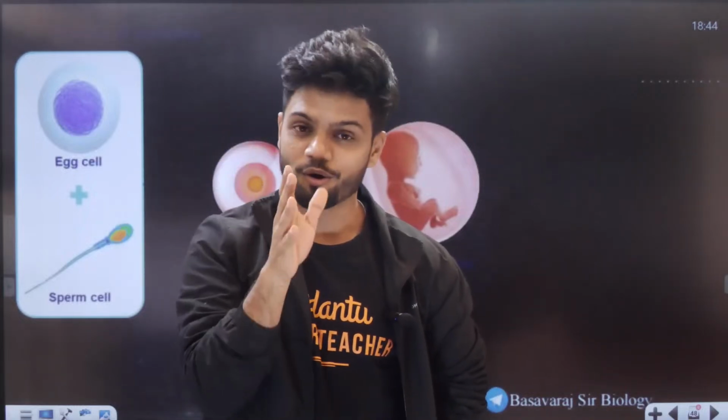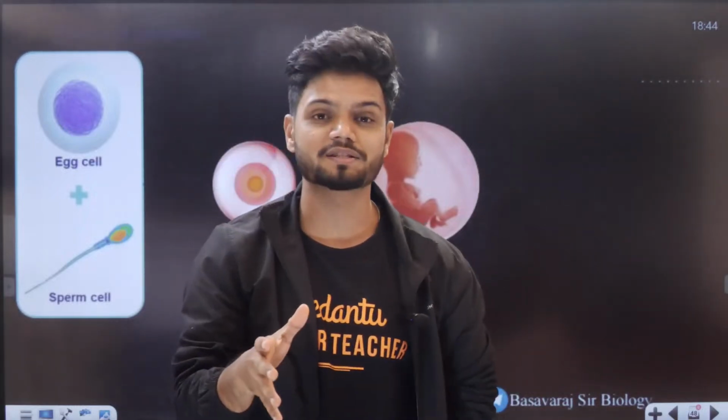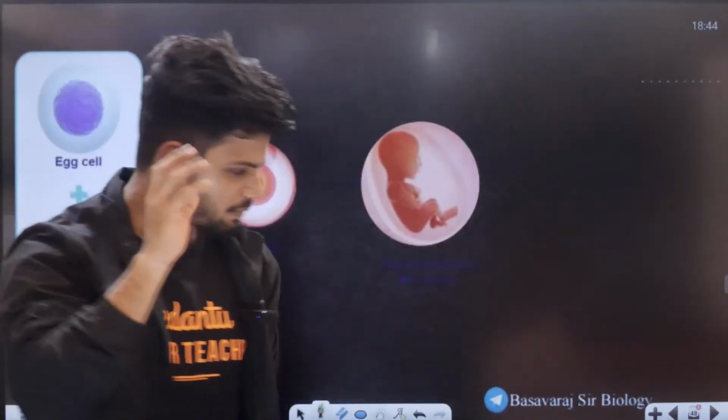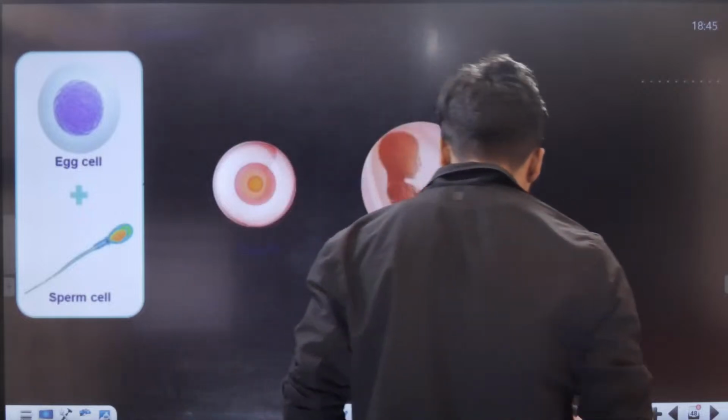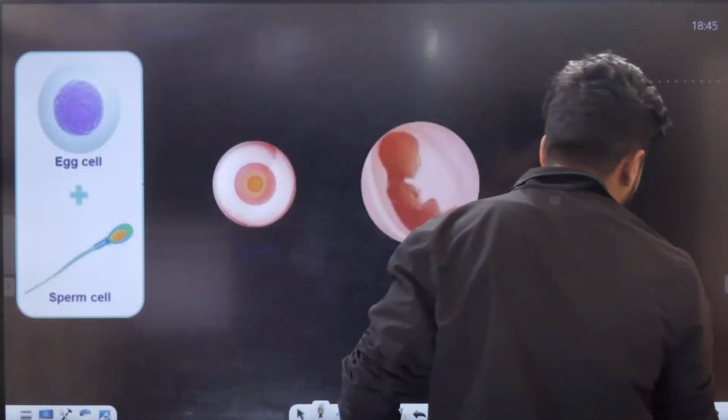Okay, tell me in the chat quickly. Is it possible that both of these structures are produced as a result of mitosis? Tell me quickly in the chat. No. Let me give a small glimpse. What if there was only mitosis?